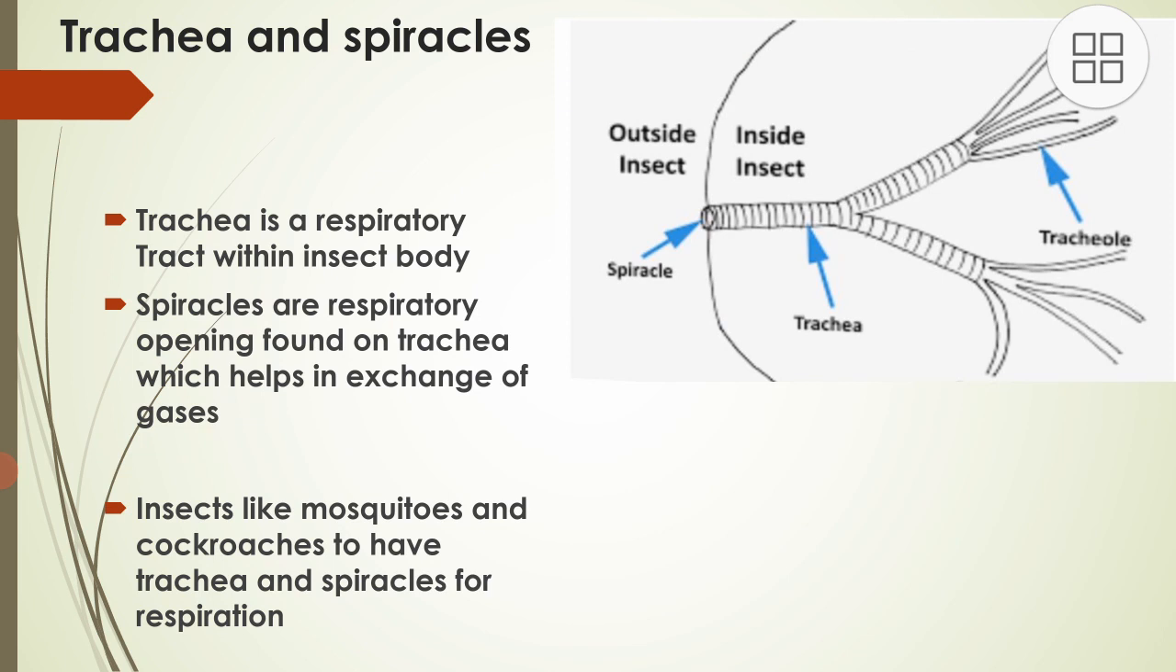Trachea and spiracles. You can see the picture over here of trachea. It is a tubular structure with branches and sub-branches, and at the anterior side of it there is an opening, or a round structure called spiracles. The air enters through spiracles and then goes to the trachea and its branches and sub-branches and different parts of the body. Trachea is the respiratory tract within the insect body. Spiracles are respiratory openings found in the trachea, which help in exchange of gases. Insects like mosquitoes and cockroaches have trachea and spiracles for respiration.